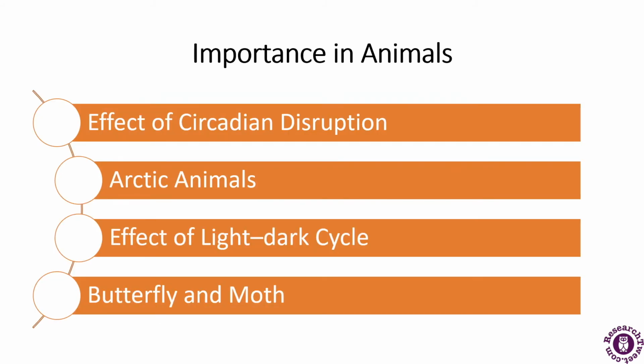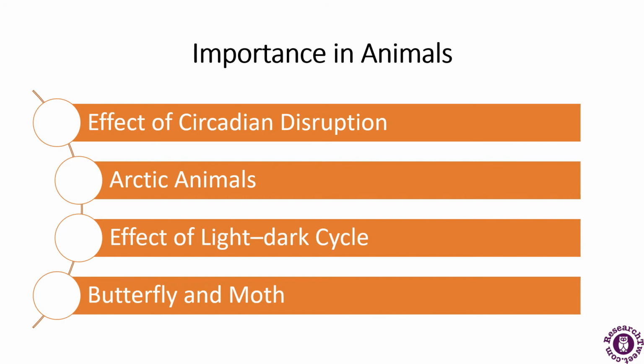Then comes the importance in the case of animals. Humans are also considered animals. Animals like humans have circadian rhythmicity in their feeding and sleeping habits, core body temperature, cell regeneration, hormone development, melatonin secretion, brain wave activity, as well as other biological activities, each of which has a distinct pattern.